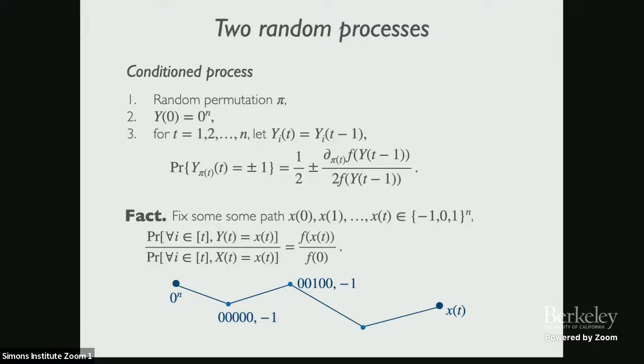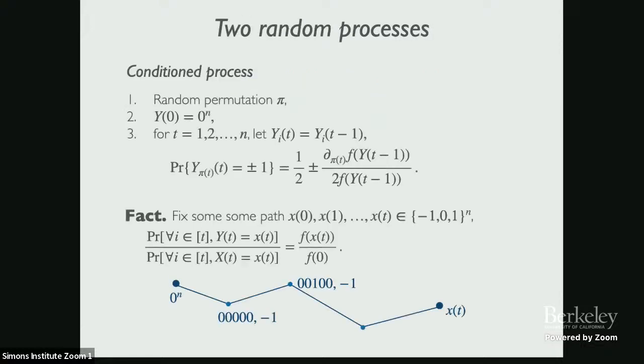The probability that our conditional process follows this pass, if we compare it with the probability that a uniform process follows this pass, it's going to be f evaluated at the endpoint divided by f0. Intuitively, it's just saying our conditional process has this bias towards going to 1. So whenever this subcube has more ones, it has higher probability to go to that subcube. And whenever that subcube has fewer ones, the conditional process has less probability to go inside that subcube. That's all it's saying.